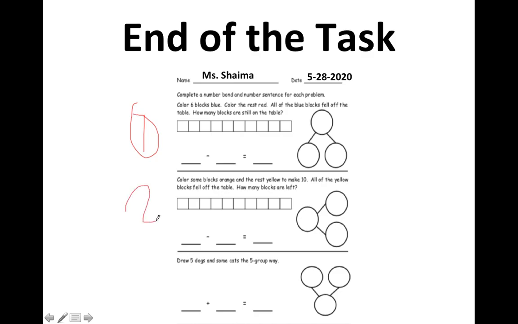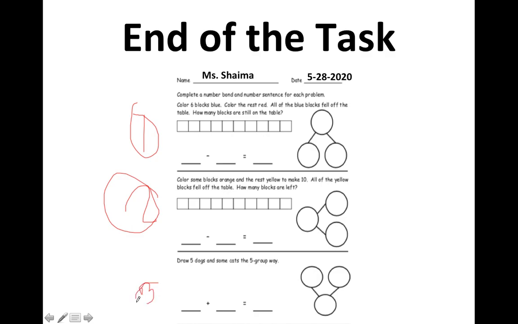Now I'm going to be reading number 2 twice. Color some blocks orange and the rest yellow to make 10. All of the yellow blocks fell off the table. How many blocks are left? Again, color some blocks orange, the rest yellow to make 10. All of the yellow blocks fell off the table. How many blocks are left?